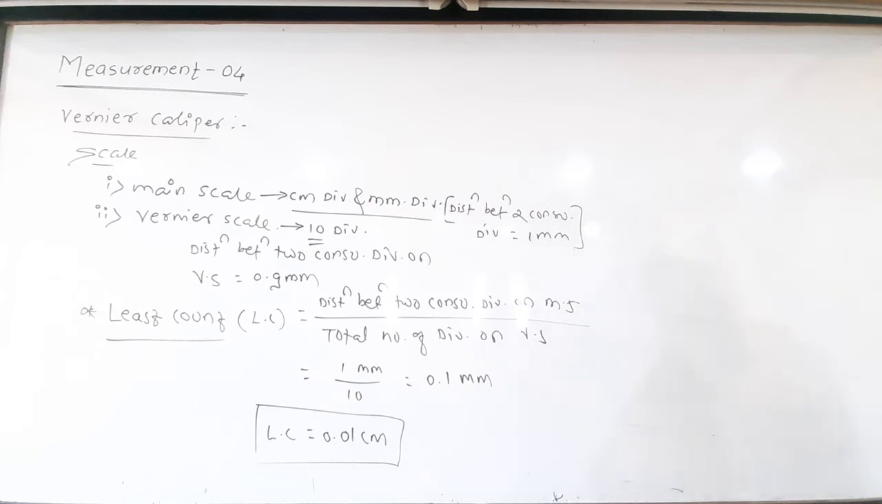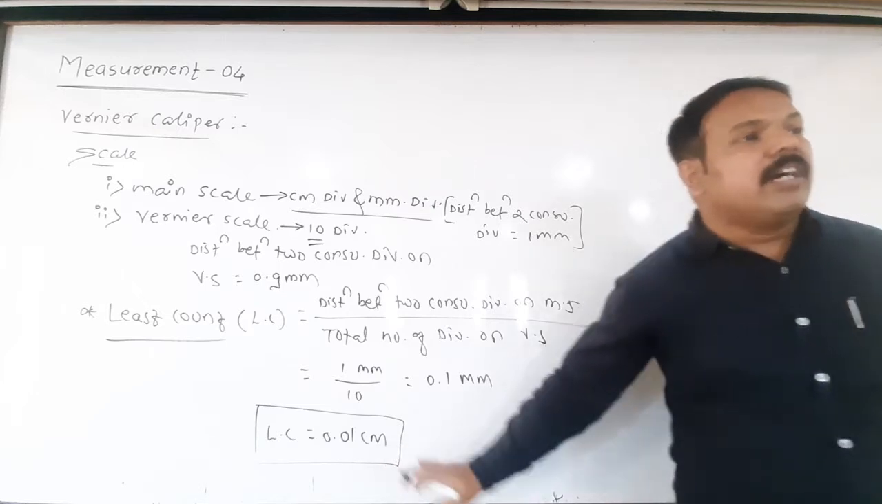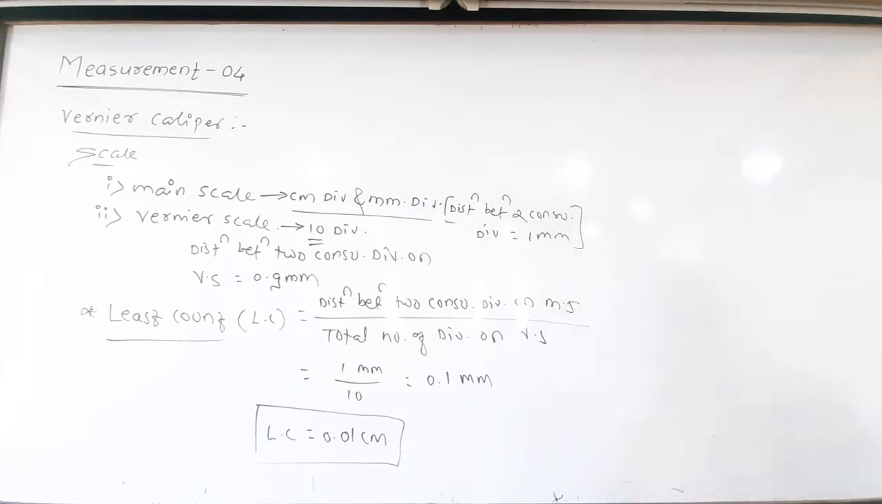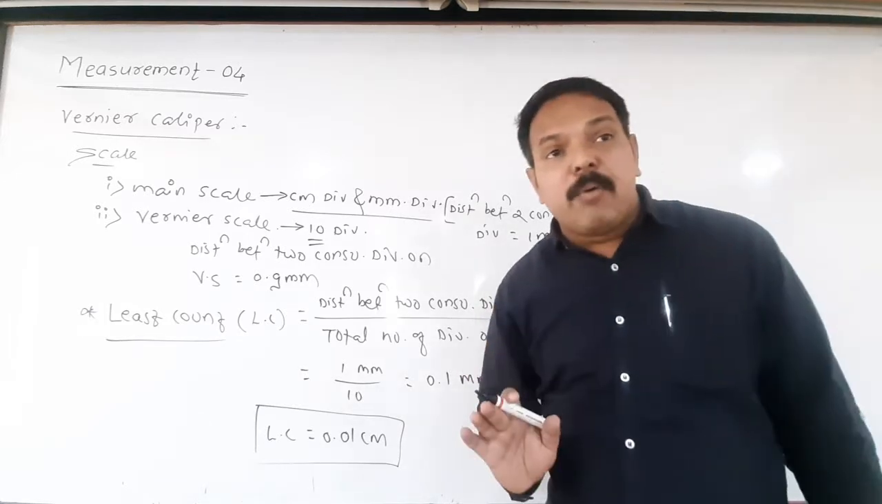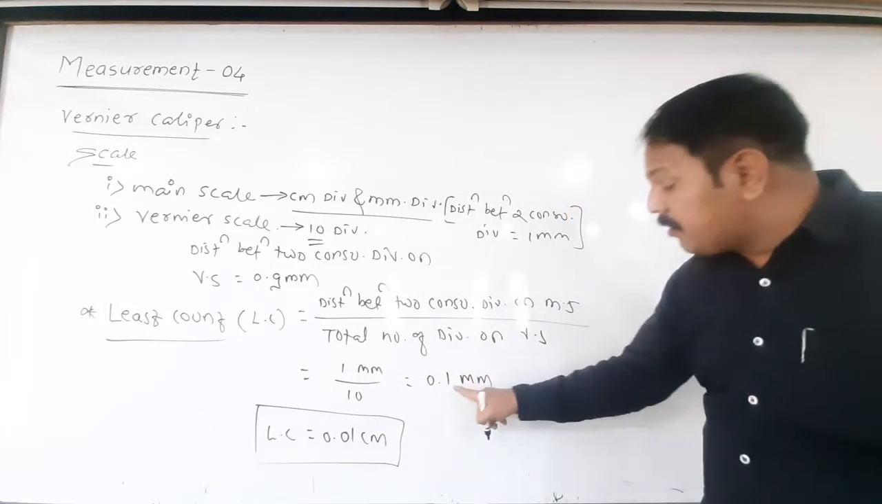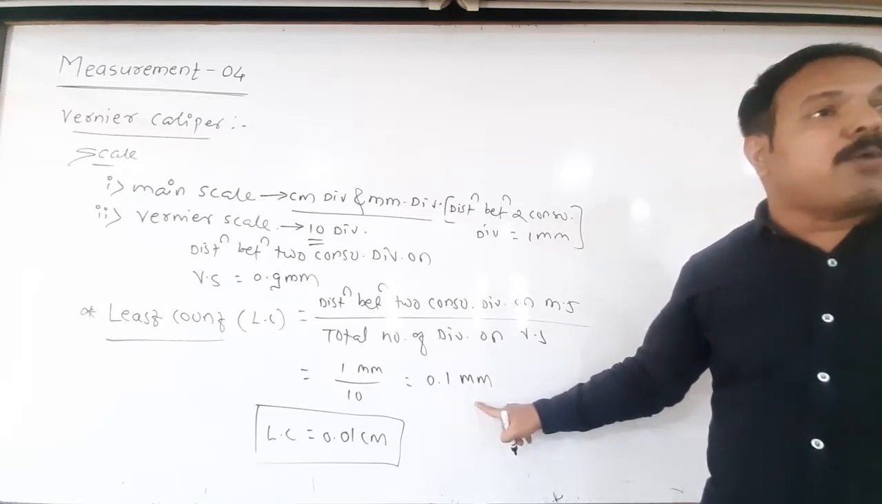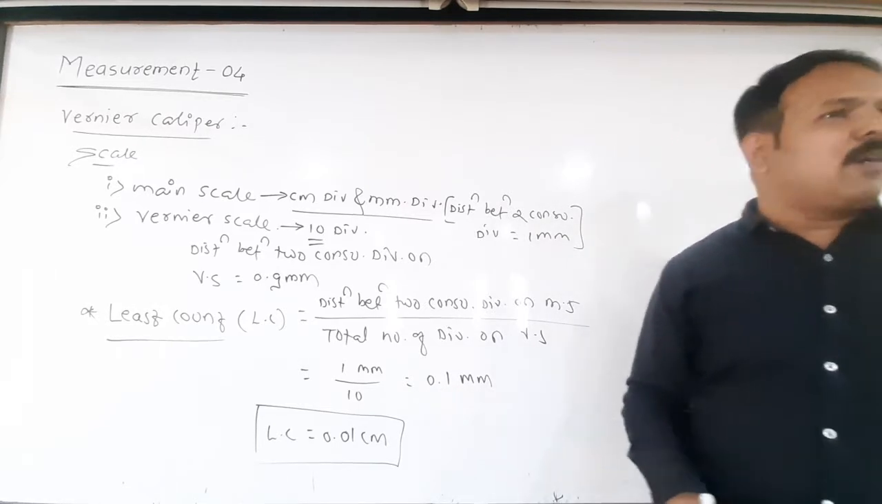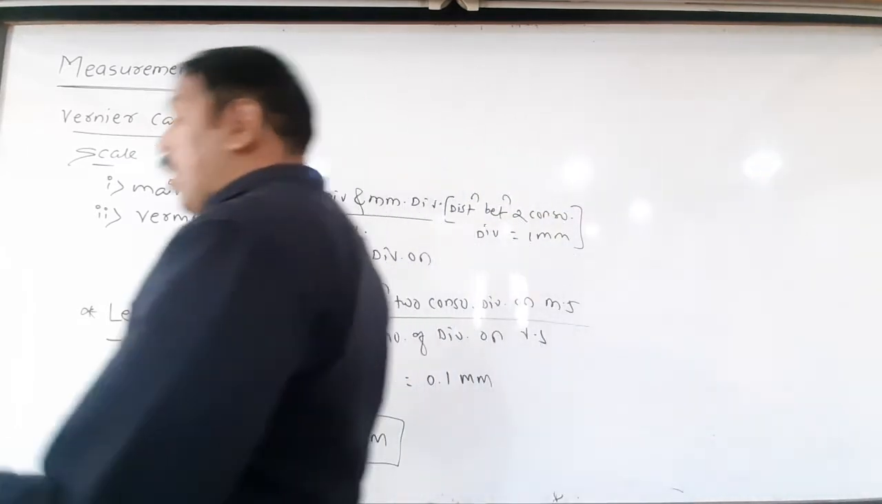What is exactly the least count of the vernier caliper? It has been given here. It is 0.1 millimeter or 0.01 centimeter. It means by using the vernier caliper, we can measure this 0.1 millimeter distance accurately, which is impossible by using the meter scale or foot scale. Have you got it? So this is about the least count of the device.